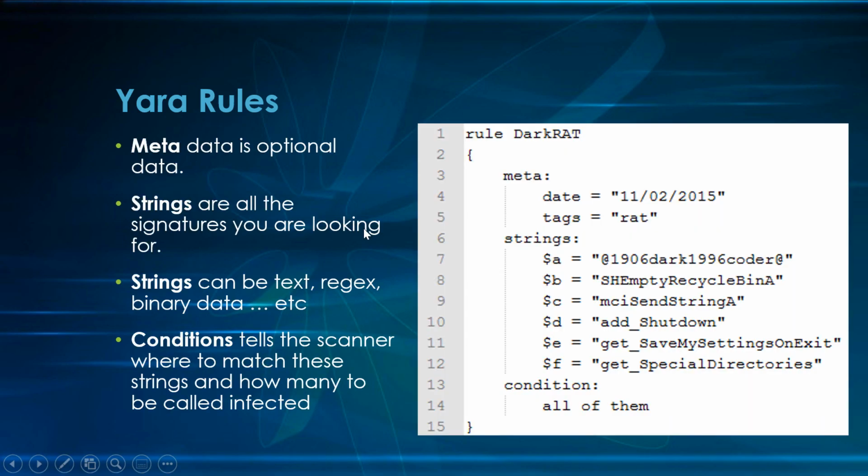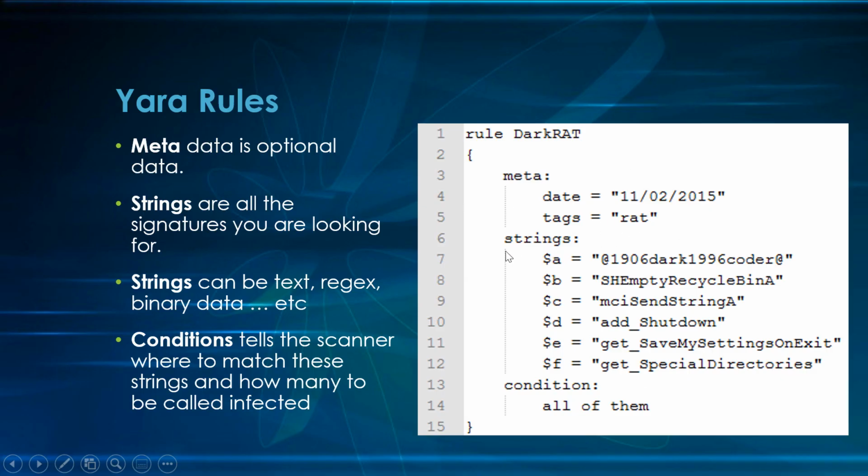YARA rules are basically very, very simple. First you start with rule, then the rule name, and between brackets you can set the metadata, which is completely optional. You can set any data: the date, tags, the author, whatever you want to put here. It's always the name of the tag, then equals, and then the value of that tag. You can set as many tags as you want. And this is the metadata.